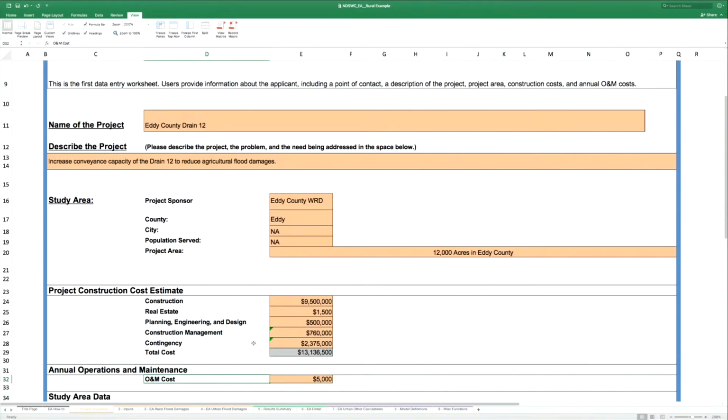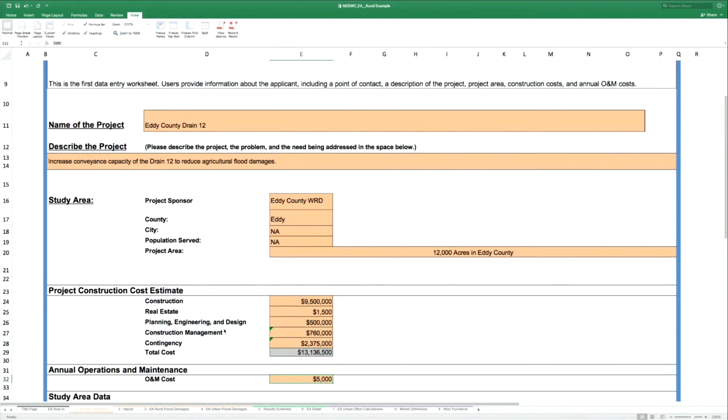Project costs. We plugged in a project cost of roughly $10 million in construction, generic real estate, planning, engineering and design, and construction management. Notice that the construction management is a percentage based on construction. And then contingency, we've hard-coded a value of 25% into the model. You don't have to use that. You can plug in your own contingency if necessary. But the model came preset with a contingency of 25%.